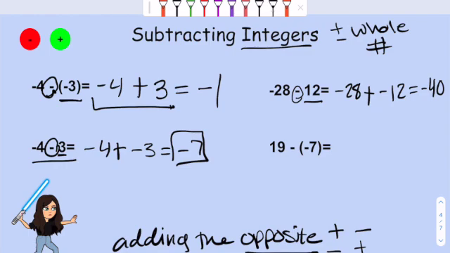Now our last question we're going to look at today is 19 minus -7. Once again, we keep our first number. And we're going to add the opposite of -7, which is +7. And 19 plus 7 is 26. Hopefully this method will help you out with subtracting integers once you get into the larger numbers.